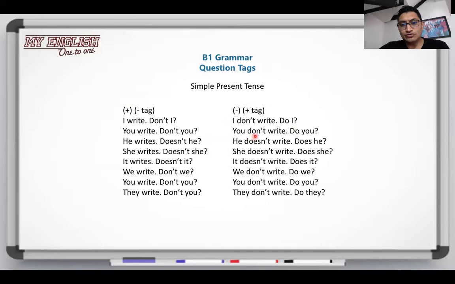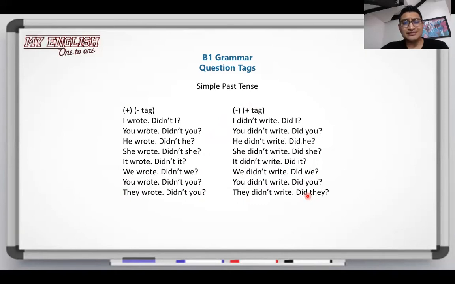You don't write, do you? He doesn't write, does he? She doesn't write, does she? It doesn't write, does it? We don't write, do we? You don't write, do you? They don't write, do they? Okay. This was simple present tense.